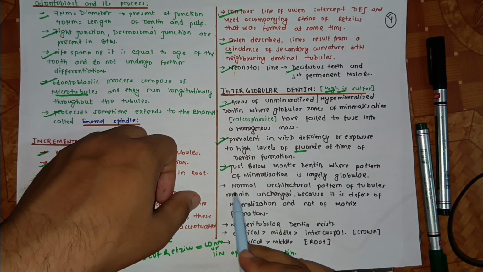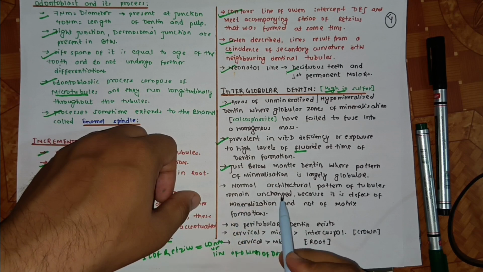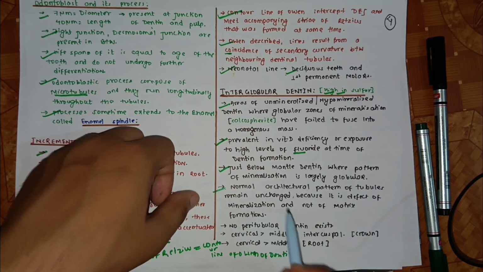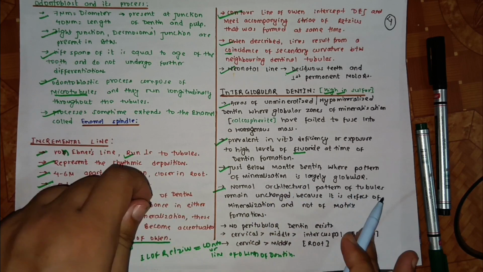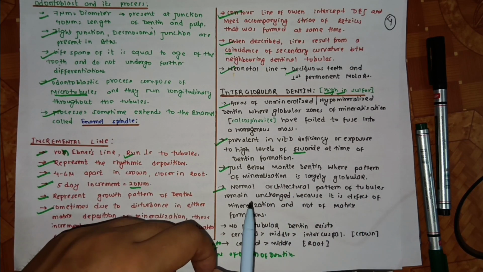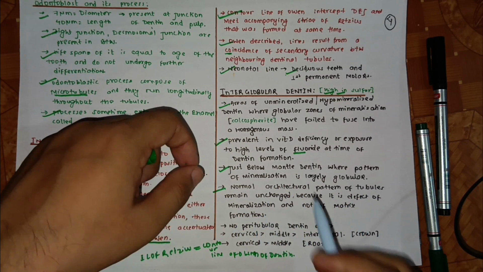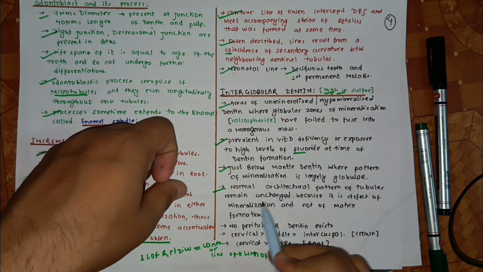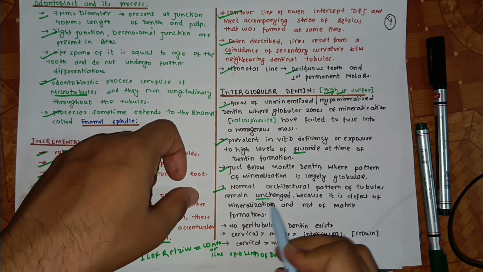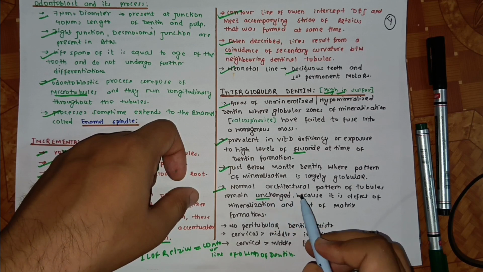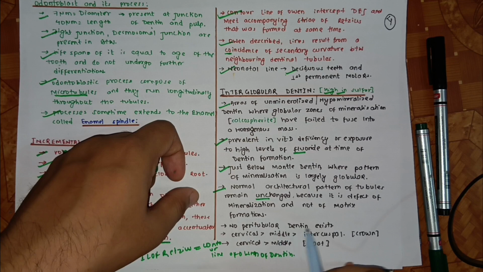After that, the normal architectural pattern of the tubules remains unchanged, because, as I have told you, it is just a defect of mineralization, not a defect of matrix formation. During matrix formation the dentinal tubules are formed, so the normal architectural pattern of the dentinal tubules is unchanged. You should remember this. The change is just in the mineralization; the architectural pattern is similar. After that, no peritubular dentin exists here.